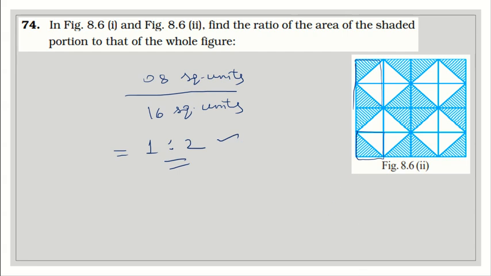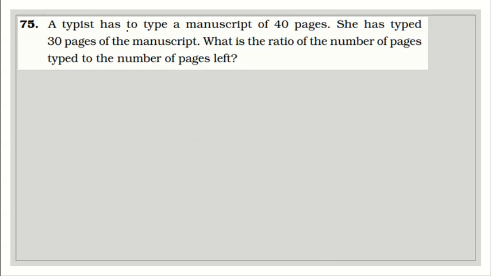Now moving on to question number 75. A typist has to type a manuscript. What is the manuscript? Manuscript is the handwritten script of 40 pages. She has typed 30 pages already. So out of 40 pages, already 30 pages are typed, leftover will be 10 only.